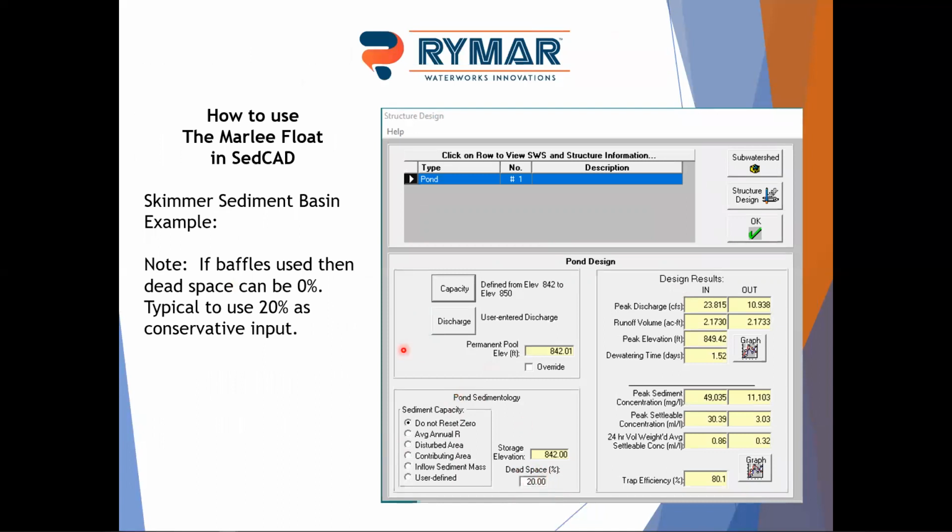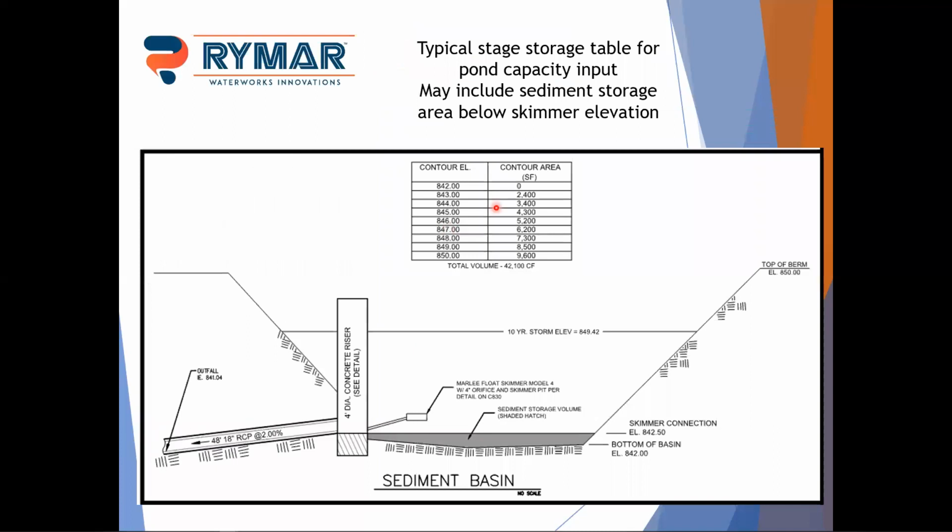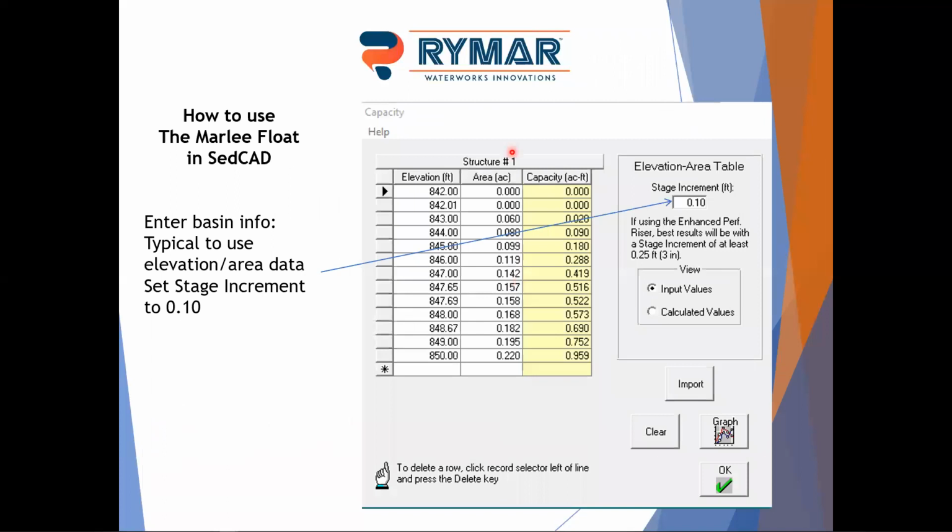But you're going to go into your capacity and build your pond. Most of those are going to be a stage storage input, so you've got your contour elevations and your contour area at each stage. You're going to use this data and plug it into your pond.